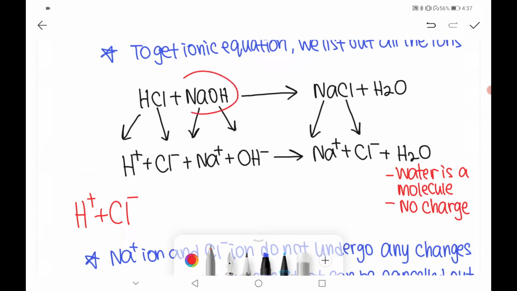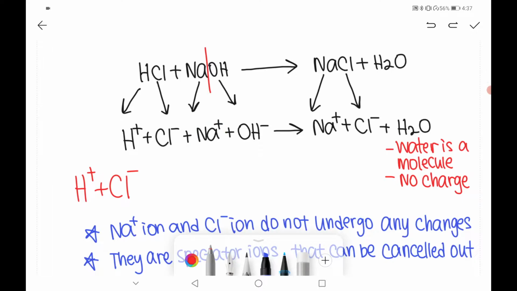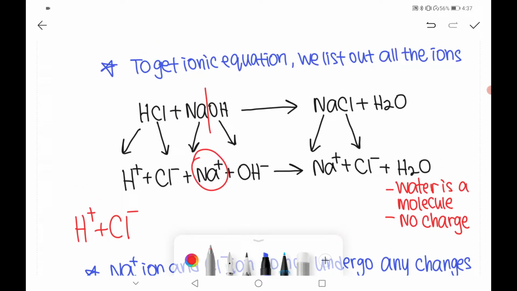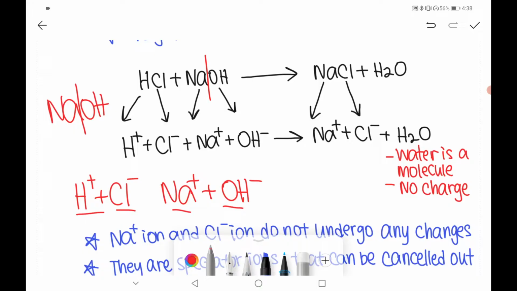What about sodium hydroxide? Sodium hydroxide is an alkali. We know alkali can be cut also. After we cut the alkali, the sodium here, we will get Na plus, right? We know the charge for sodium is Na plus, and the charge for OH is OH minus. So NaOH, when we cut it, we will get Na plus and OH minus. So all the ions: we have H plus ion and Cl minus ion and Na plus ion and OH minus ion.